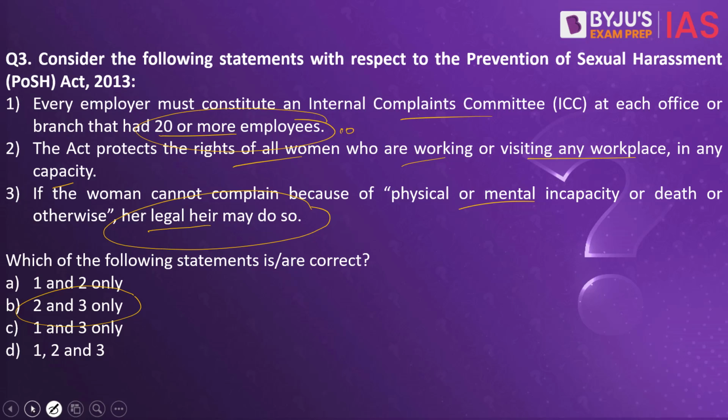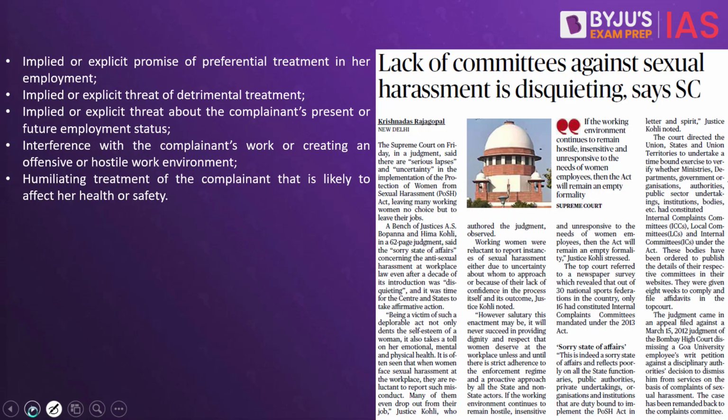So when we speak about sexual harassment at the workplace, implied or explicit promise of preferential treatment is an aspect of PoSH. Implied or explicit threat of detrimental treatment of the complainant's present or future employment status, interference with the complainant's work or creating an offensive or hostile work environment, and humiliating treatment of the complainant that is likely to affect her health or safety all fall under the PoSH Act.